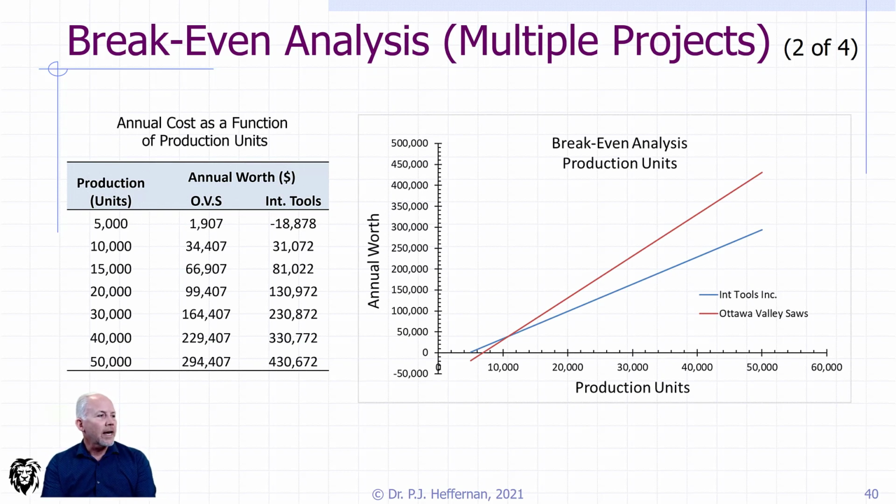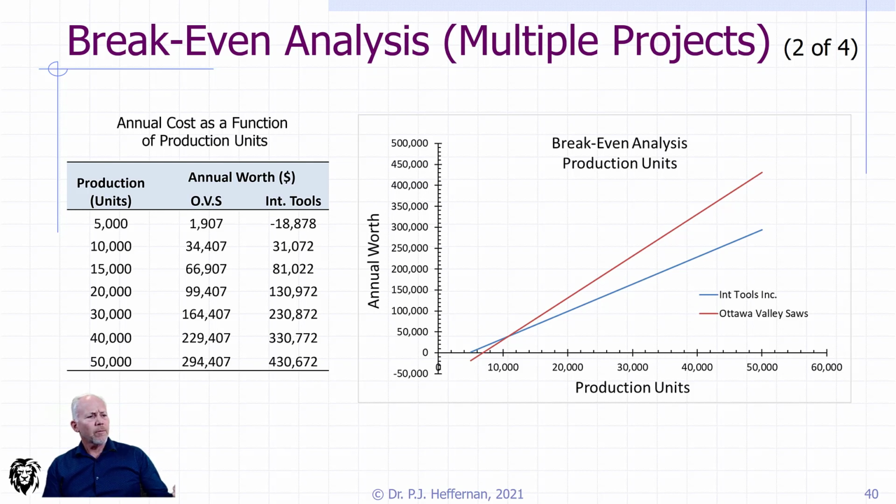Here we have a production table. It shows us, for different quantities of annual production, what the annual worth would be. We've gone with annual worth in this case because the durations of the projects are different, and for us to compare them, we need to have the same period of study. Annual worth is one way that we can achieve that. Rather than looking at net present value, we're looking at annual worth. It will produce the same outcome, but it's a little easier to do in this case.